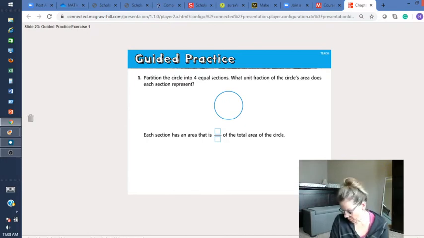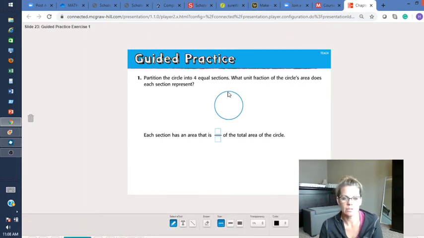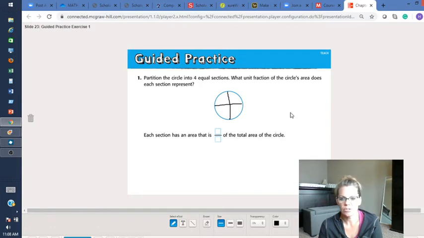Okay, let's partition this circle into 4 equal sections. Now, a circle is pretty easy when you're doing it this way, and you want to divide it in equal sections because we can just do halfway and halfway. Now, what is the unit fraction going to be for that one? It's really easy. What is it? 1/4, right? If we just have one section right here, that's going to be 1/4.